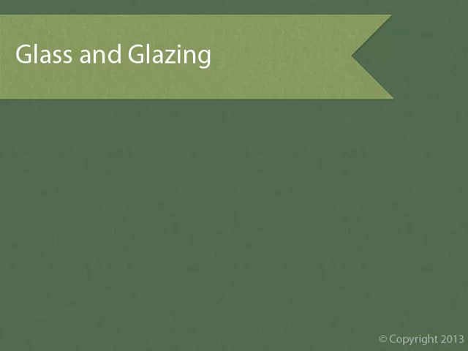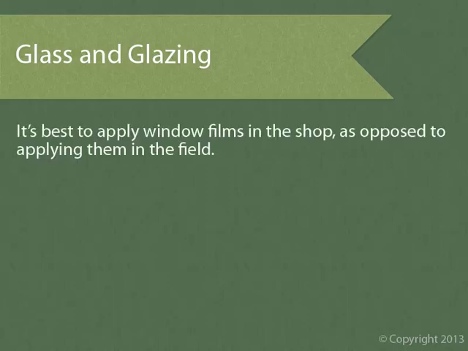Okay, let's do an example using window films. It's always best to apply window films in the shop as opposed to in the field. It's much easier to install the film in the horizontal position on a table in the shop than in the vertical position after the glass panes have been installed. This is just one benefit here.